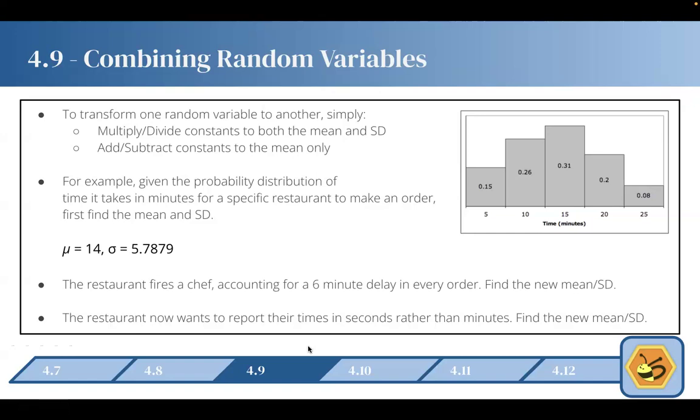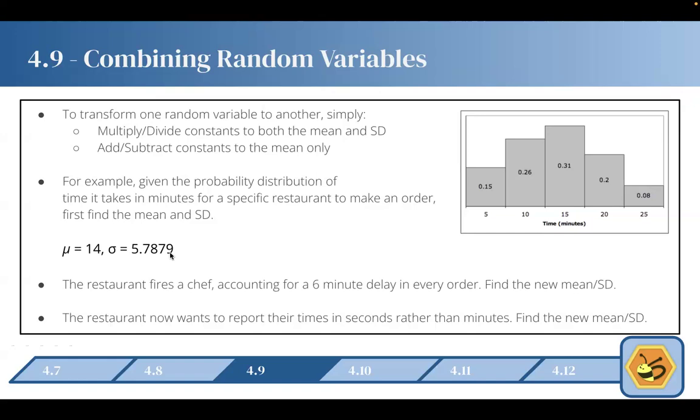Because it's a 6 minute delay, right? Which means that we're only adding 6 minutes to every order, right? So we're going to apply that to the mean only. So you're absolutely right when you say 14 plus 6 is 20. And then, of course, the standard deviation is staying the same.